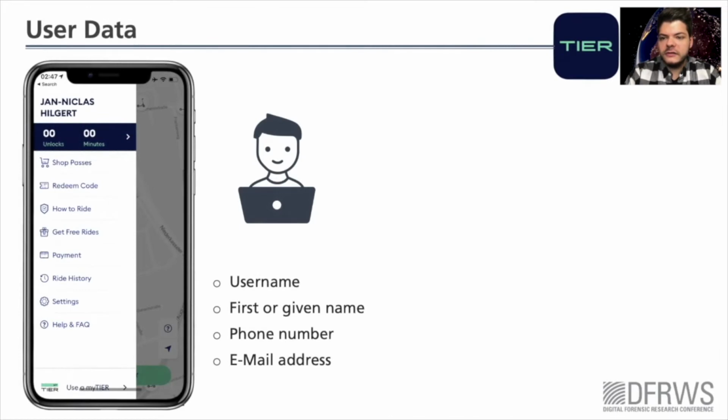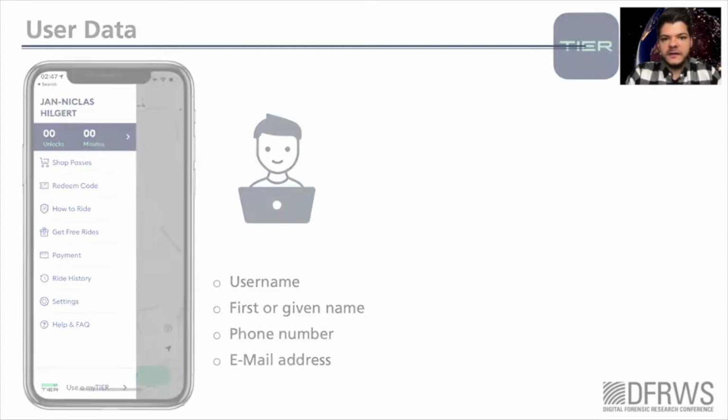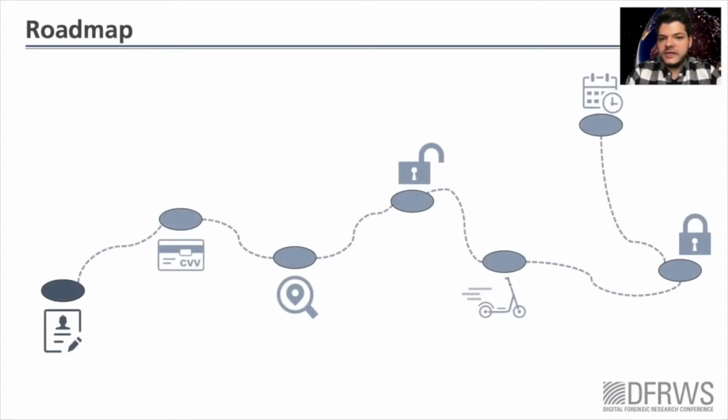The first thing is user data. So it could be the phone number or the email address of a user, or if we're talking about the forensic context, the suspect, maybe some username or the real name. This is definitely some kind of information which is interesting for us. And this is also the first step on our way to ride an e-scooter.